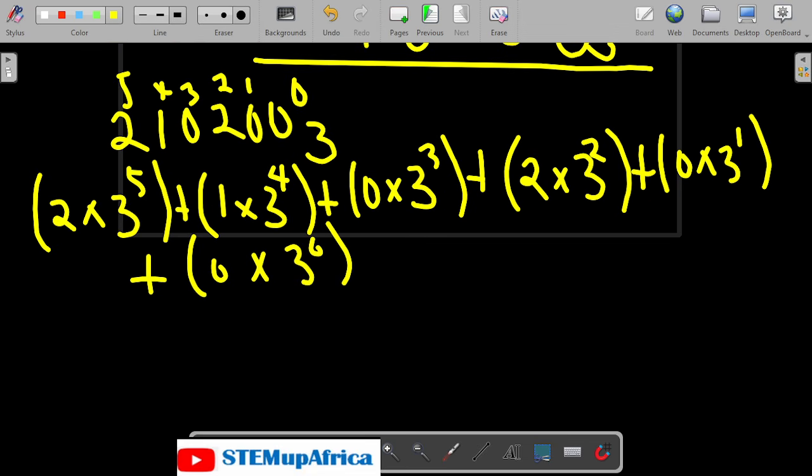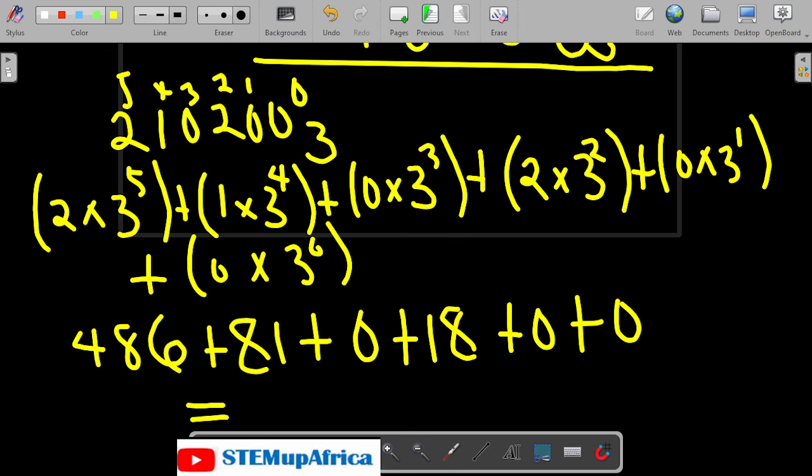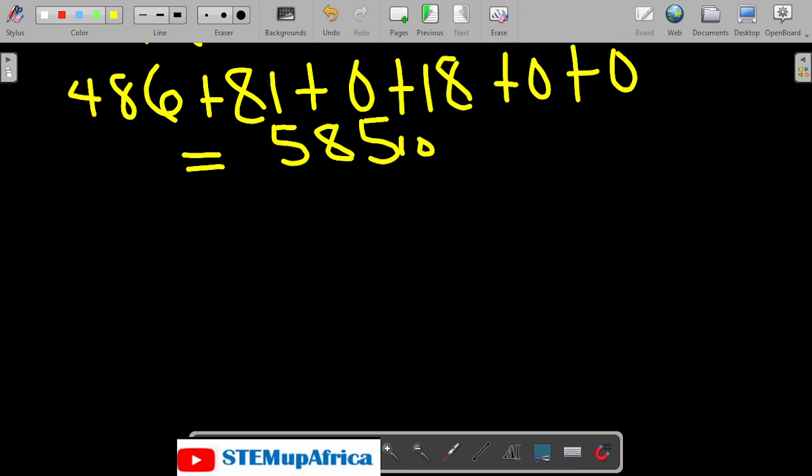So I simplify this. 3 raised to the power 5 times 2 will give us 486, plus 3 raised to the power 4, that is 81, plus 0 plus 18 plus 0 plus 0. If I add up, what am I having? 486 plus 81 plus 18 will give us 585 in base 10. So from here I can move it to base 6 by using long division.